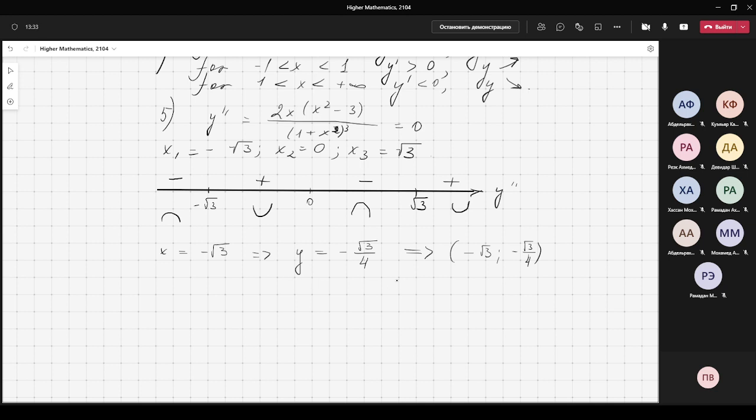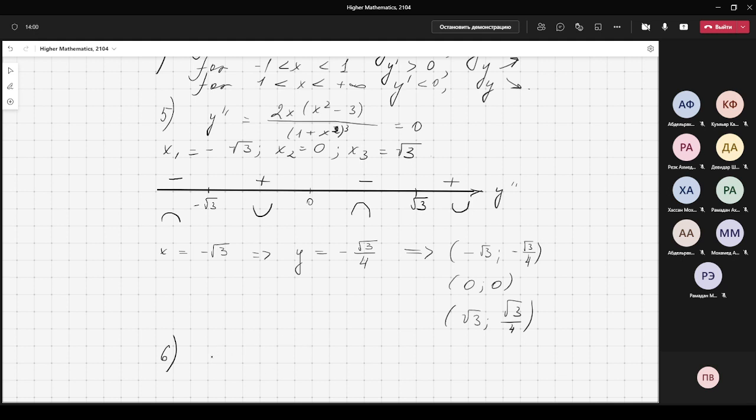The point 0, 0 and square root of 3, square root of 3 over 4 are points of inflection too. The sixth, determine the asymptotes of the curve.